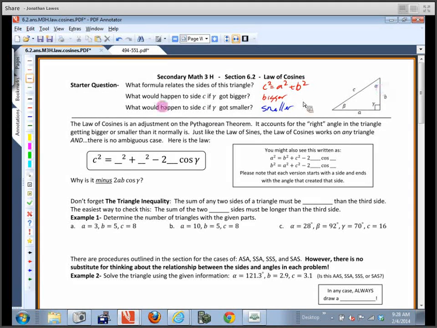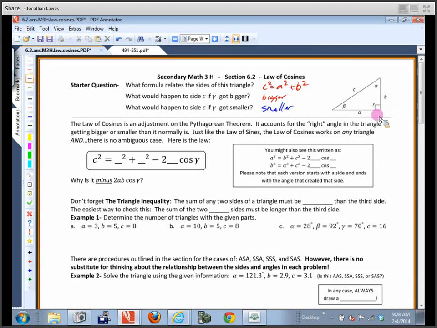So this gets to the idea behind the law of cosines. So the law of cosines is an adjustment on the Pythagorean theorem. Okay, what it does is it accounts for making that right angle right here get a little bit bigger or a little bit smaller than it usually is. So if it's a right angle, then we've just got the Pythagorean theorem. If it gets a little bit bigger or a little bit smaller, then we need to make an adjustment on the Pythagorean theorem, and we need to make that adjustment based on how big that angle is.